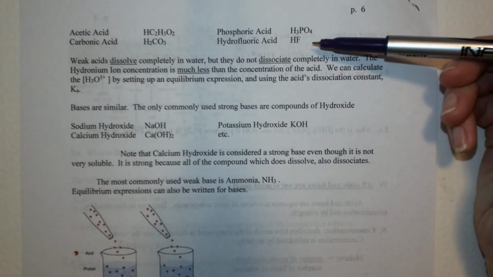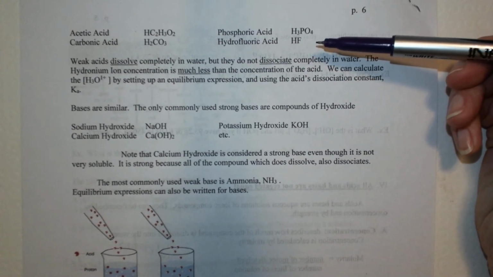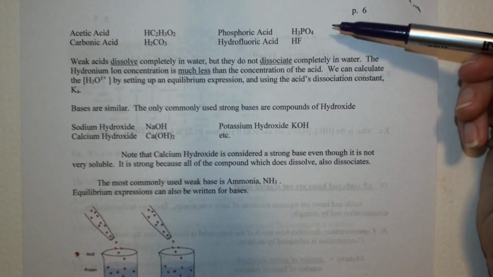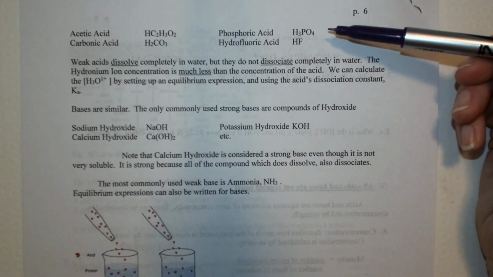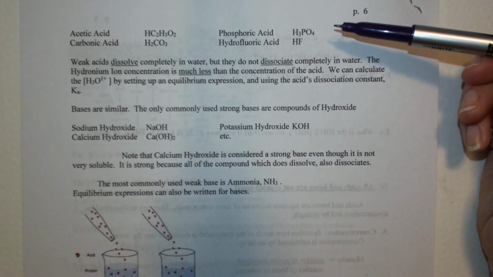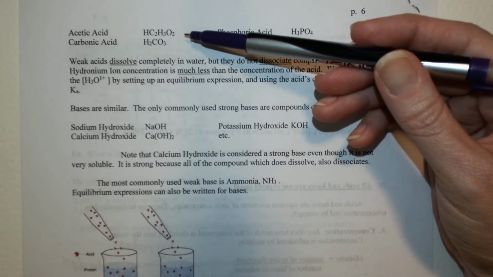Hydrofluoric is what we use in semiconductor technology. It eats glass. It's one of the only things that will eat glass, so we use it for that. Phosphoric acid is in your Coke. If it were a strong acid, it would hurt you very badly. So if you wanted to drink a soda, it's going to have some of that in it, probably. Good thing it's not strong. Acetic acid is basically vinegar.